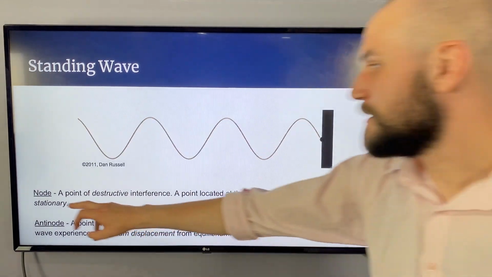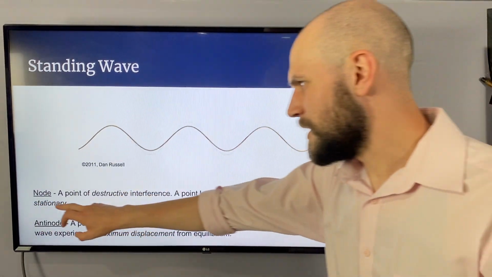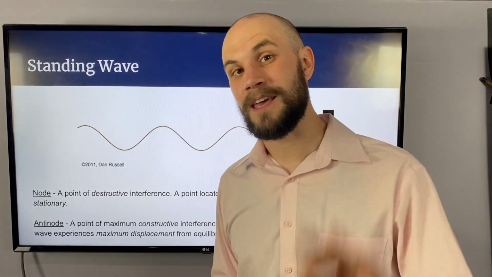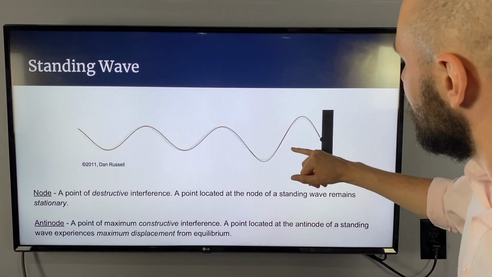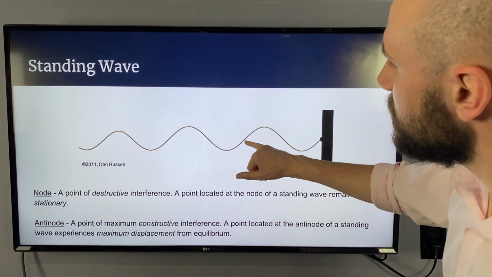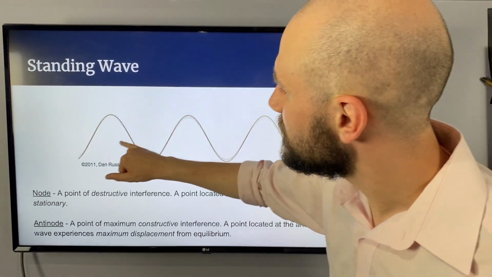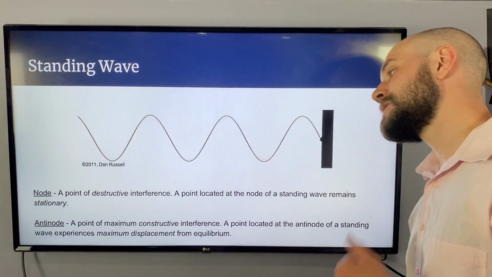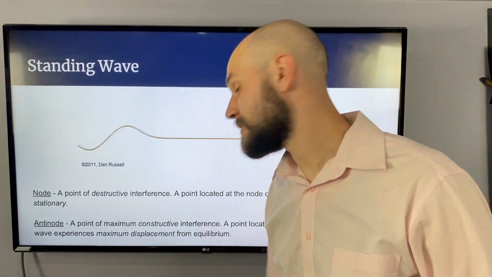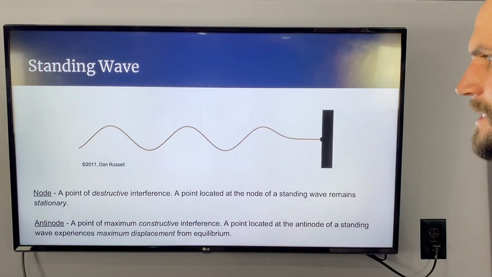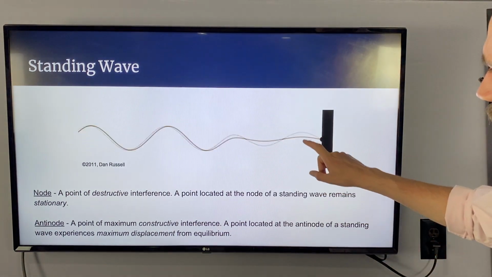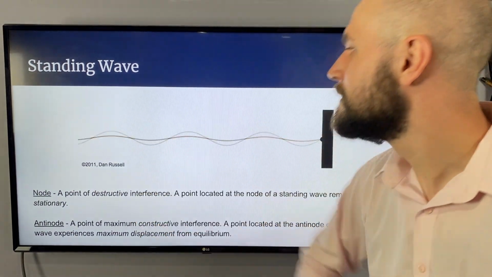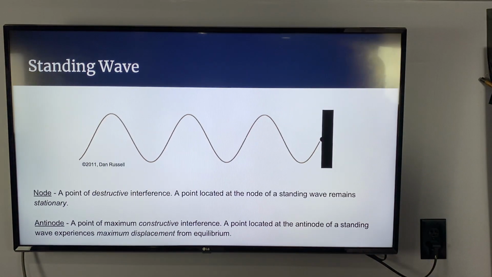Again, some vocabulary. A node is a point of destructive interference. That's where nothing is happening on the standing wave. Node is nothing. That would be this point here, this point here, this point here. Any point where you see nothing occurring, that would be a node. And an antinode is a point where maximum constructive interference occurs, when it's at its maximum peak. And we can identify the antinodes in this standing wave. Here's one of them. Here's another. Here's another. Any point where maximum constructive interference occurs.